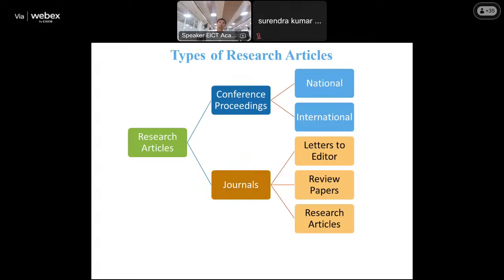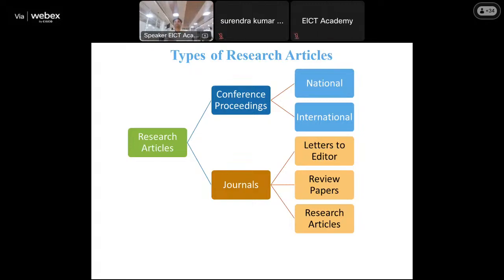Now depending upon your choice, you can publish either in a national or an international conference. Usually you will observe that most of the conferences are international, where they are targeting committee members, authors, and reviewers across various countries. Another way of publishing a research article is to publish an article in a journal. When I think about publishing an article in a journal, the journal category can be one of three. The first option is letter to editor.